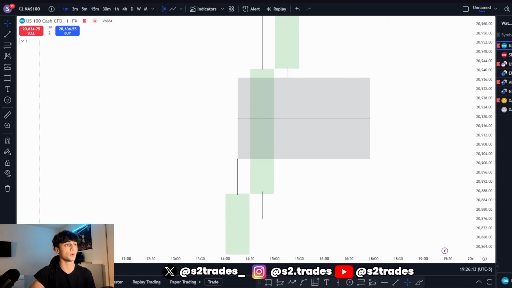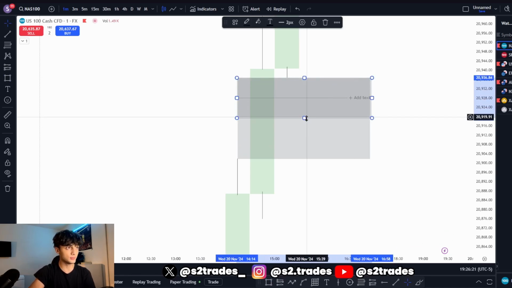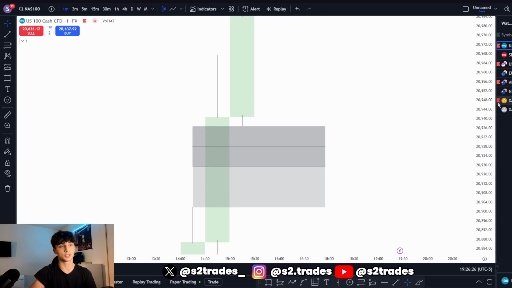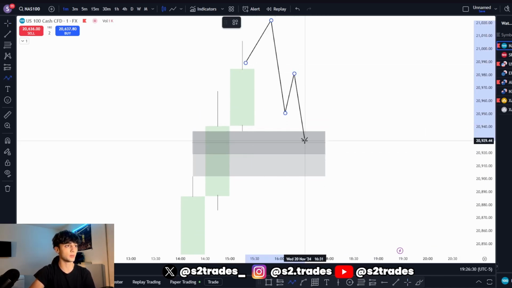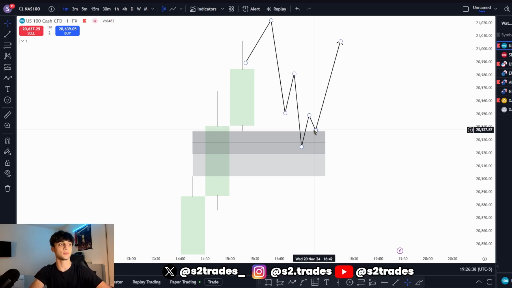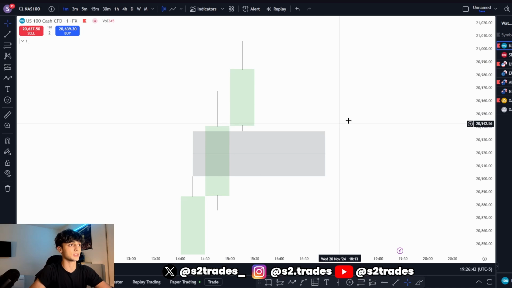Because what I've noticed, or what ICT teaches, and this is his concept, the half of this fair value gap, the top half, is where it's most likely going to start getting respected. So if we see a move down into this fair value gap, most likely, if it starts respecting on this half point, you're going to expect it to shoot up. That's just my rule of thumb. If I see that it's respecting the top half, I expect it to keep going up.